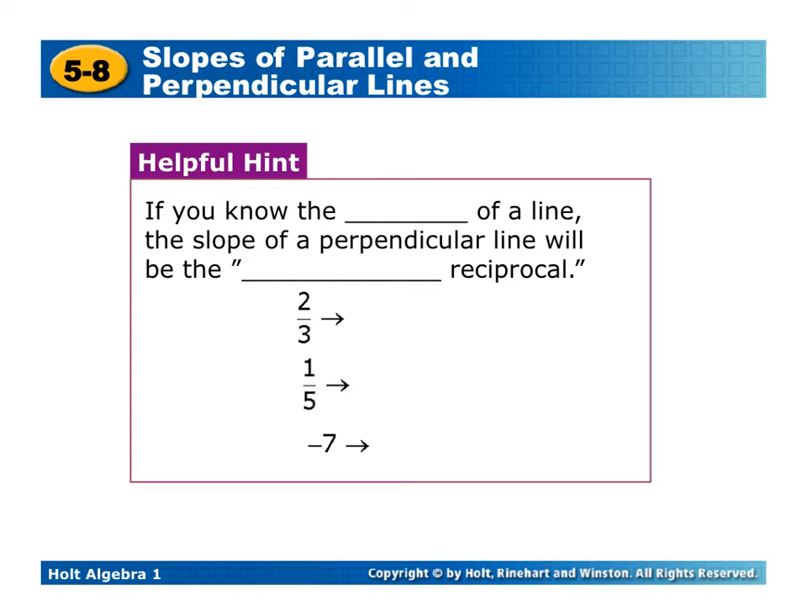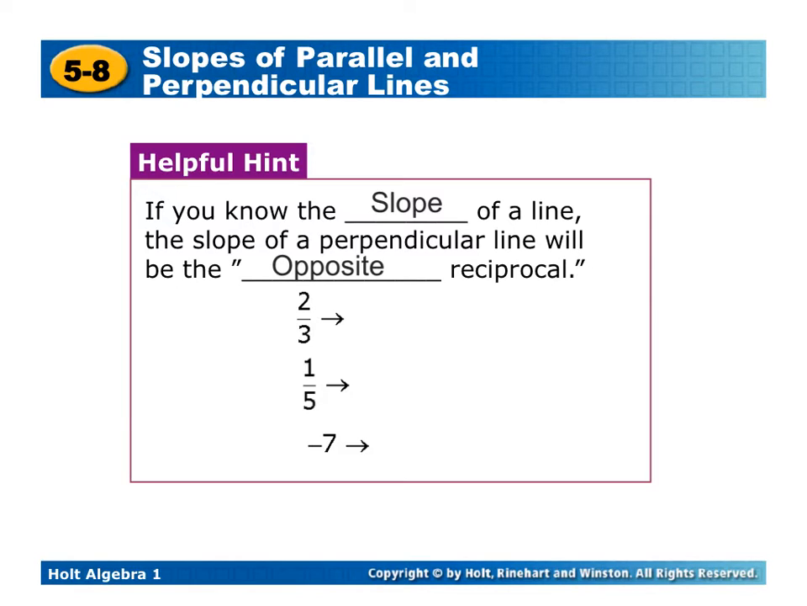Now, much like parallel lines, we can do stuff with the slope to determine if it's perpendicular. So, if you know the slope of a line, the slope of the perpendicular line will be the opposite reciprocal. And honestly, a lot of people have a hard time remembering that, but let's just look at what that means.